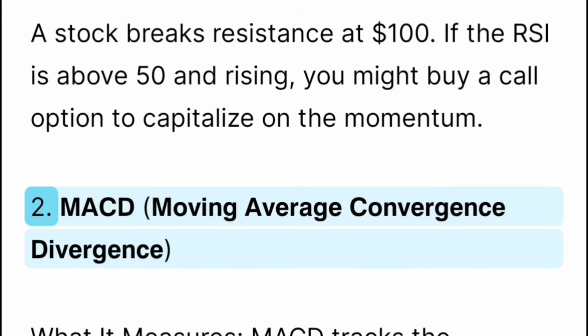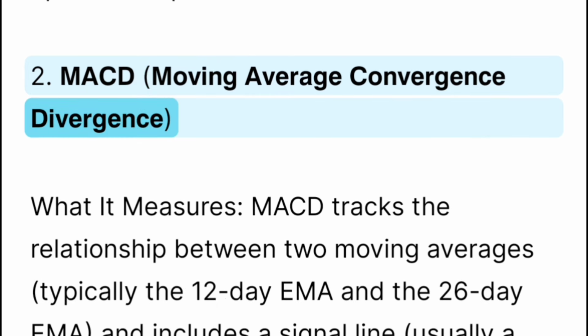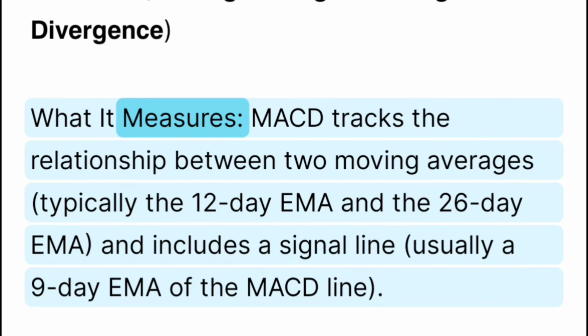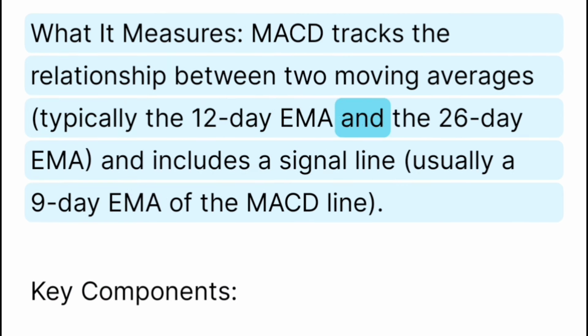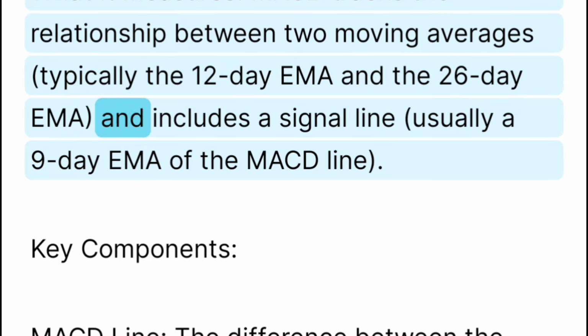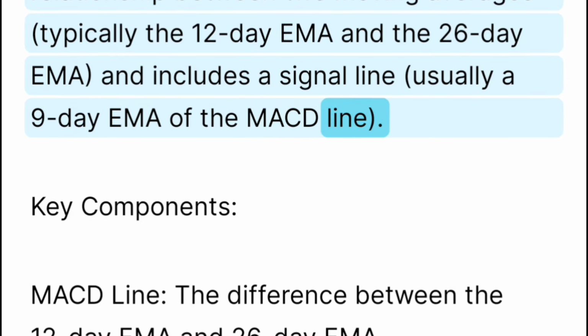2. MACD, Moving Average Convergence Divergence. What it measures: MACD tracks the relationship between two moving averages, typically the 12-day EMA and the 26-day EMA, and includes a signal line, usually a 9-day EMA of the MACD line.